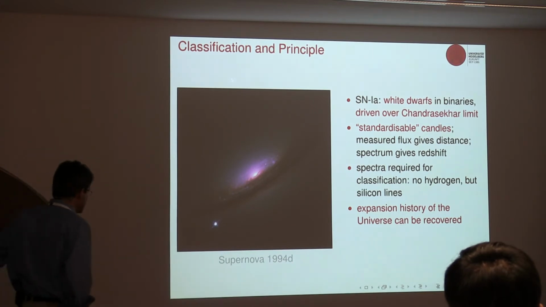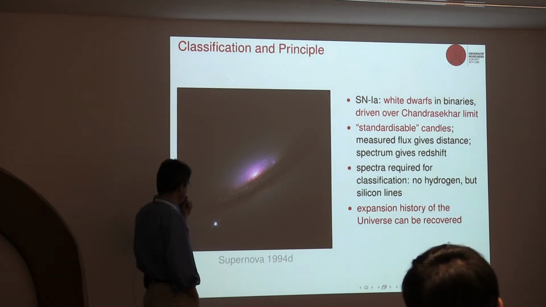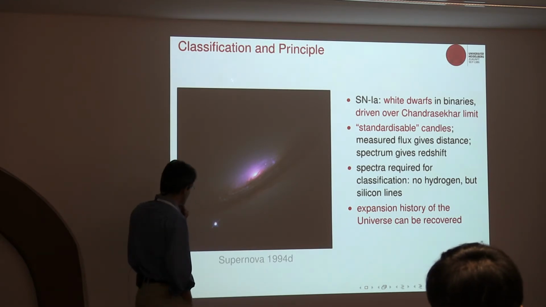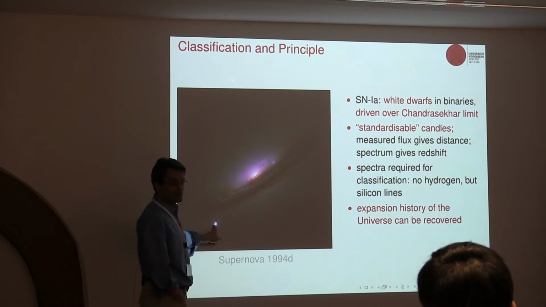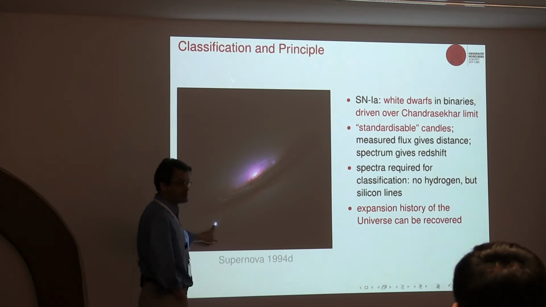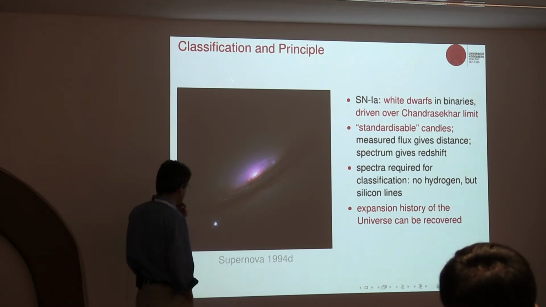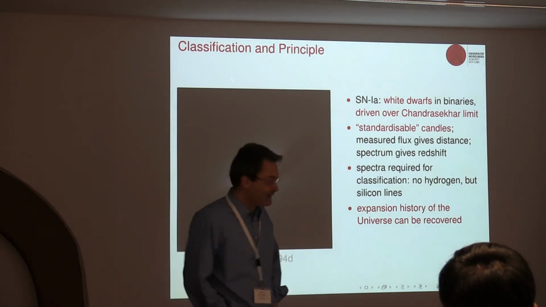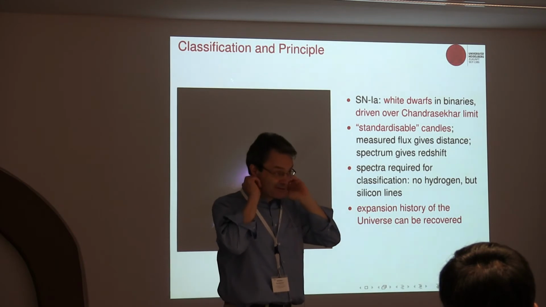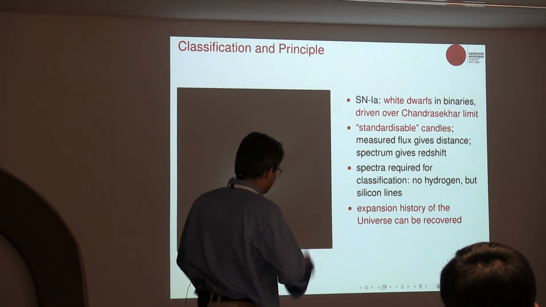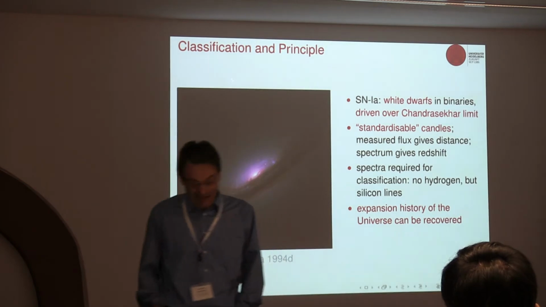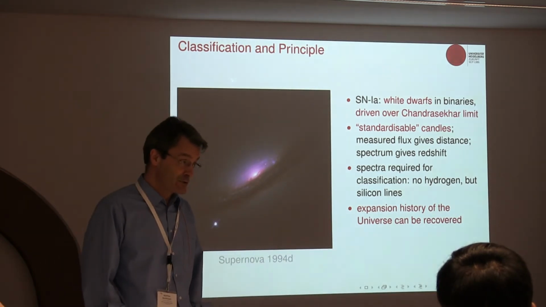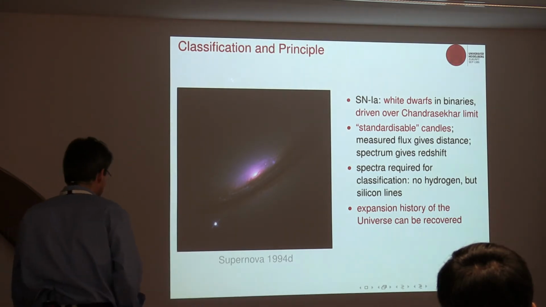First of all, this is a type 1a supernova. How do you know it's a supernova? If you look at this picture for a long time, you see this point disappear. If you had looked at it before, that point wouldn't have been there. So that's how you know it's a supernova. How do you know it's a type 1a? Well, you have to take a spectrum and see whether there are hydrogen lines or not. If there are no hydrogen lines, it's a type 1a.